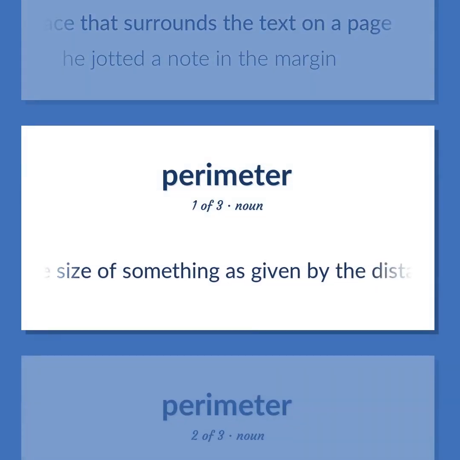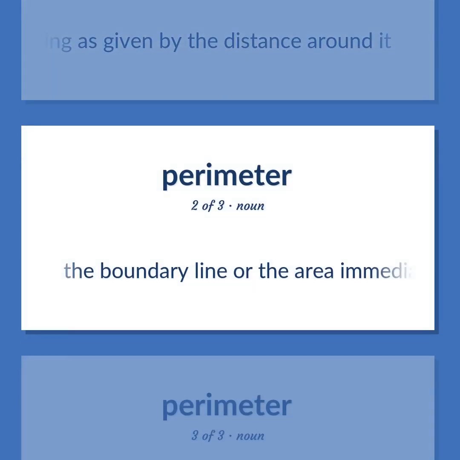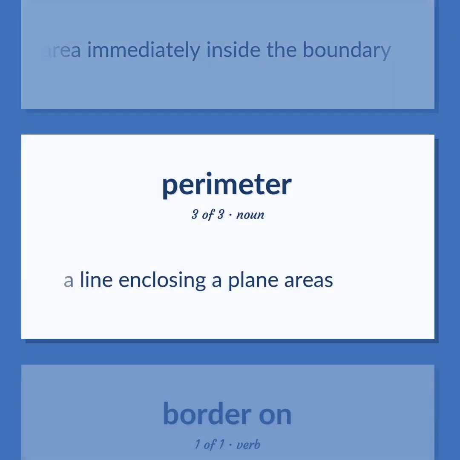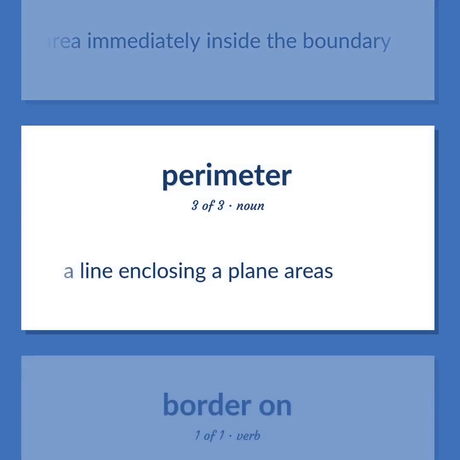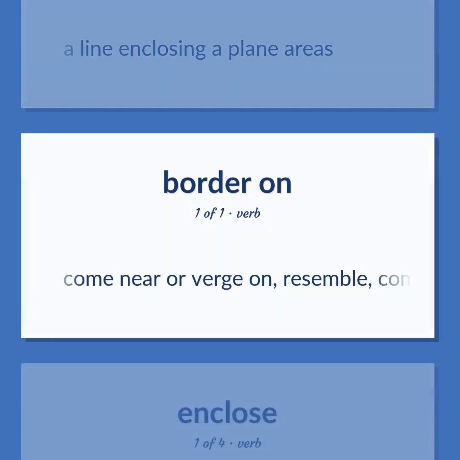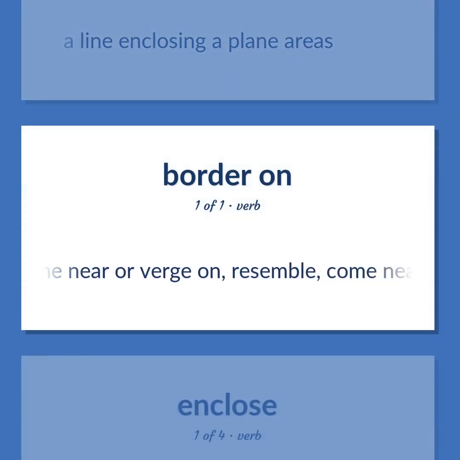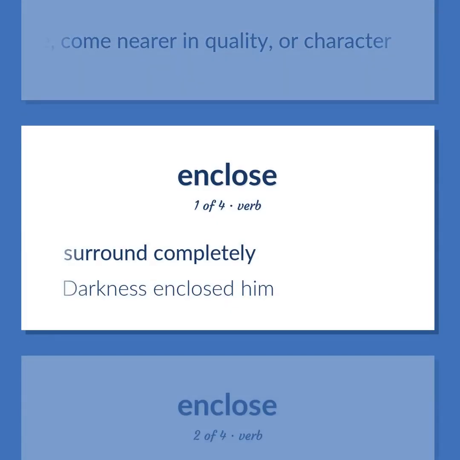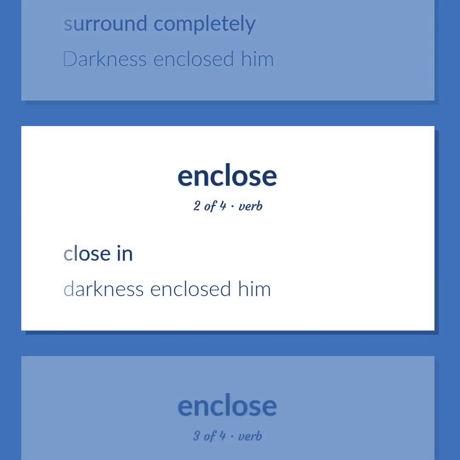The size of something is given by the distance around it. The boundary line or the area immediately inside the boundary. A line enclosing a plane area. Come near or verge on, resemble, come nearer in quality or character. Surround completely. Darkness enclosed him. Close in.